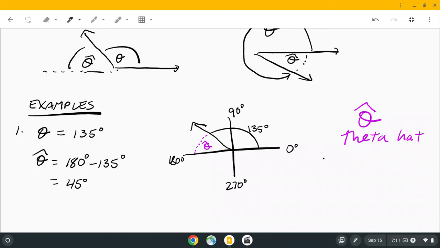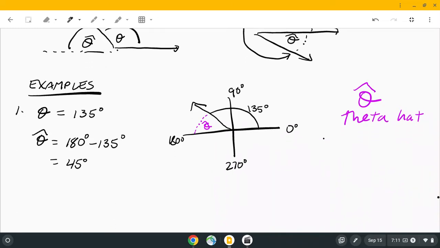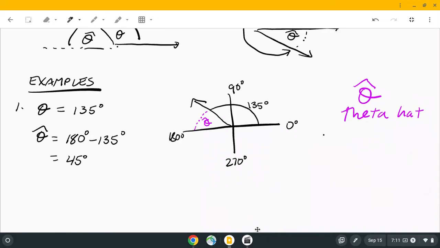Sine of 45 degrees is, let me hear you say it. Okay, it is square root 2 over 2. Cosine of 45 degrees is square root 2 over 2. What about tangent? Tangent of 45 degrees is 1.